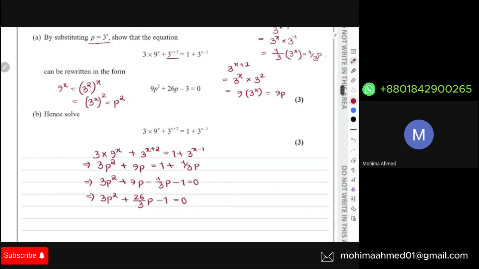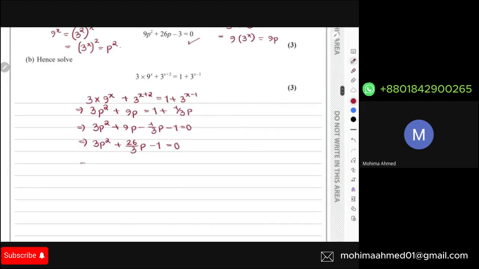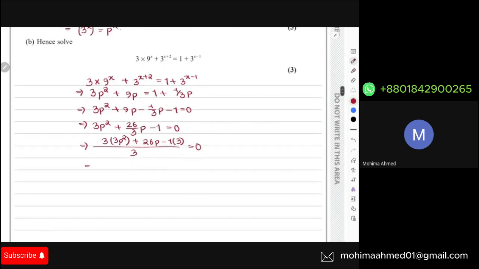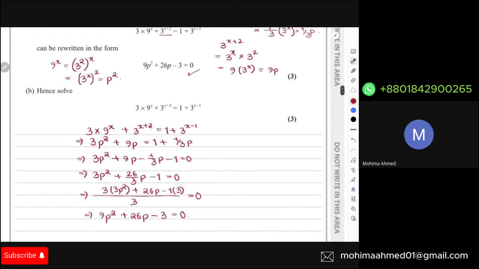Oh, I have to do an LCM here because I have to write my answer in this format. So if I do the LCM, we have 3 multiplied with each term. So 3p square, then 26p minus 1, times 3 equals 0. So you eventually get 9p square plus 26p minus 3 equals 0, right? So this is your final equation.